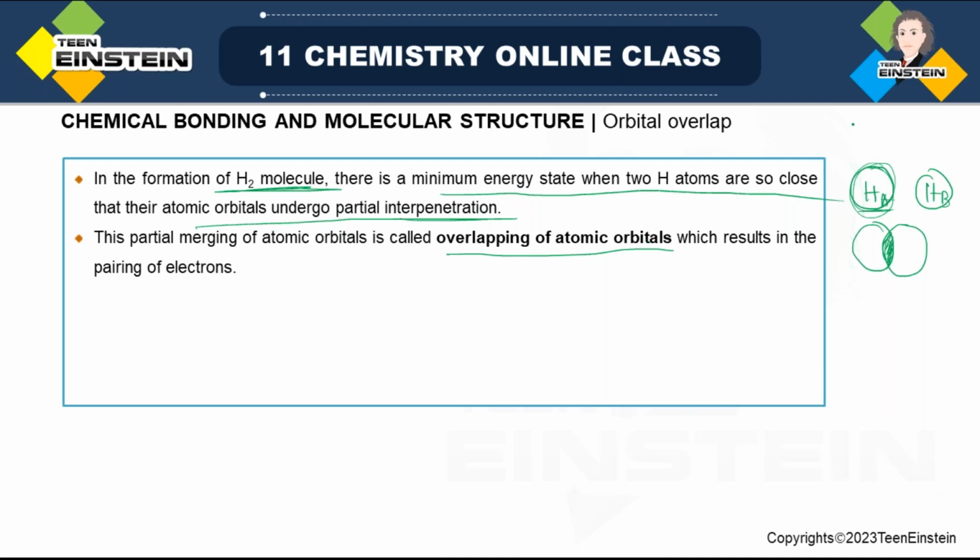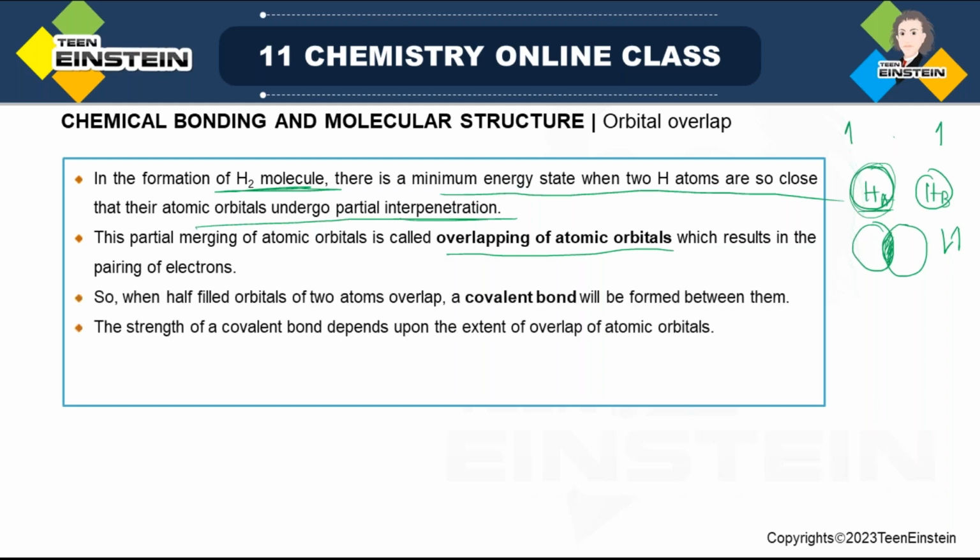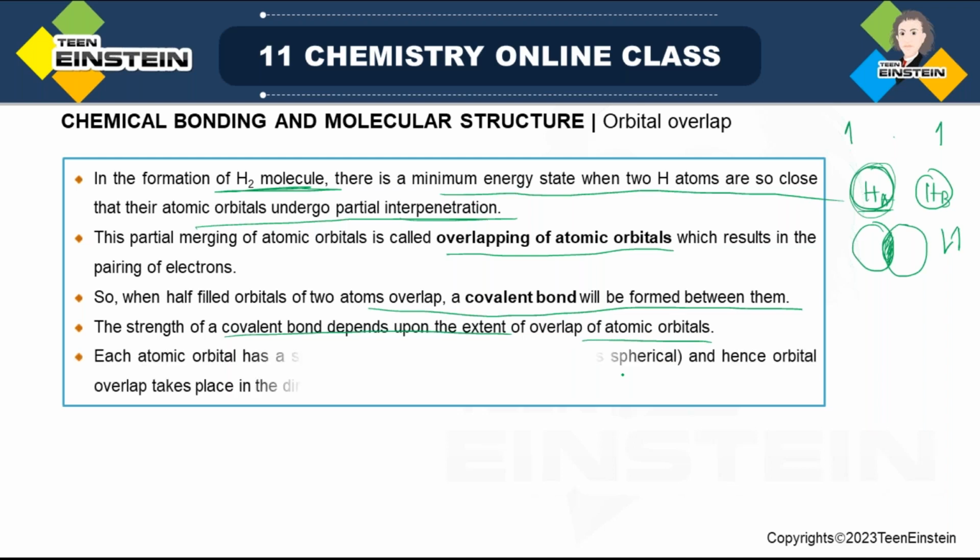We know that when there is bond formation, there is one electron, there is another electron, and when they pair up, their direction will change like this. Okay. So this is the pairing of electrons in the overlapping zone. So when half-filled orbitals of two atoms overlap, a covalent bond will be formed between them. The strength of a covalent bond depends upon the extent of overlap. How much overlap is present? More overlap means a stronger bond. Less overlap, a less strong bond.